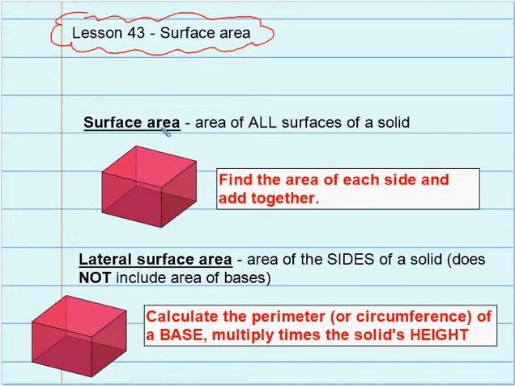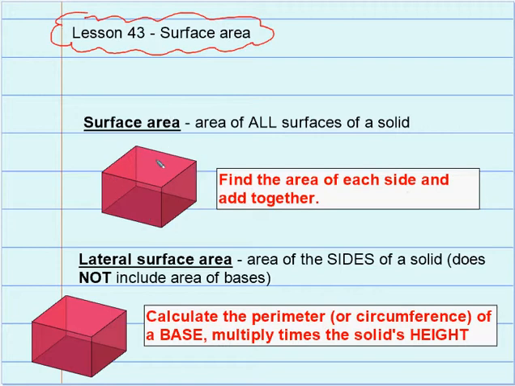Surface area is the area of all the surfaces of a solid, and that kind of makes sense, right? It's the area of each face, and in this rectangular prism there are 6 faces. So you would find the area of each side and you would add them together. So we would have 6 areas that we would add together.